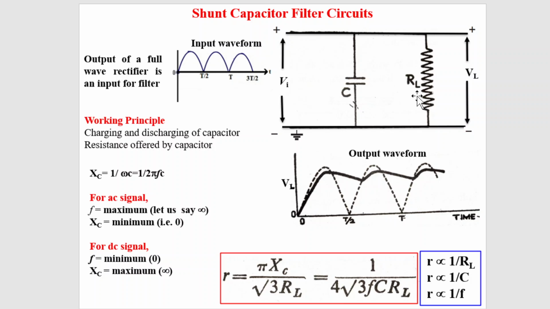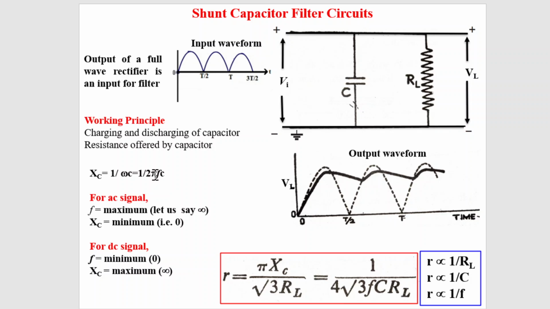Another principle is the resistance offered by the capacitor. We know that the capacitive reactance, the resistance offered by the capacitor, is Xc. This Xc is equal to 1 upon omega C, where omega is the frequency of the applied input signal. So we can write Xc is equal to 1 upon 2 pi F C, where F is the frequency and C is the value of capacitance.